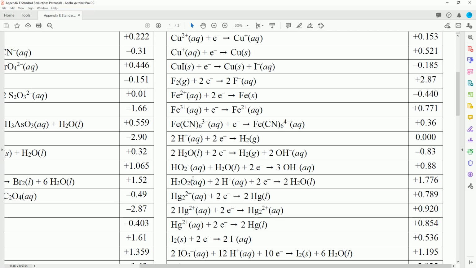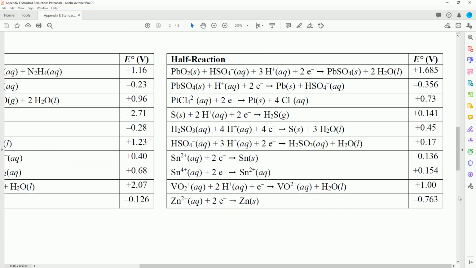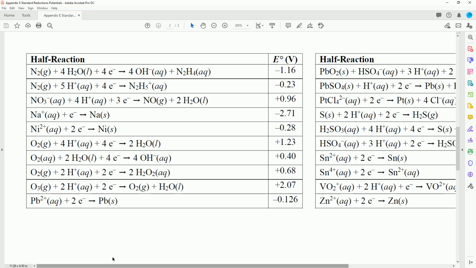1.776 volts. And then ozone, let's see, ozone. It's down on that next page. Over here, there's ozone at 2.07. All right, and that also is volts, so reduction.